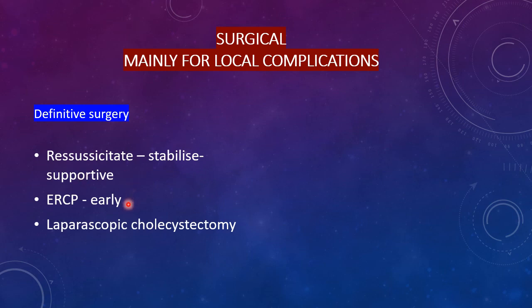If imaging, CT scan and ultrasound, shows there's a stone blocking the lower end of the pancreatic duct, then ERCP should be considered as early as possible when the patient is stable, usually within 3 to 4 days, followed by laparoscopic cholecystectomy, because the gallbladder is the source of the stones that come to block the pancreatic duct. So laparoscopic cholecystectomy should be done as early as possible.